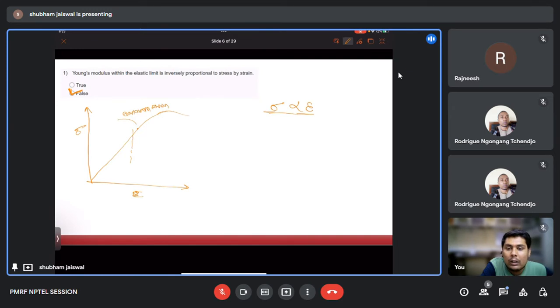Its effect, the resulting component, is the stress. If we replace the proportionality sign, we get sigma by strain equals E, and this E is known as Young's modulus. So from this equation, we can see that E is directly proportional to sigma by strain. But in the question, they have mentioned that the elastic limit is inversely proportional to stress by strain, which is false.